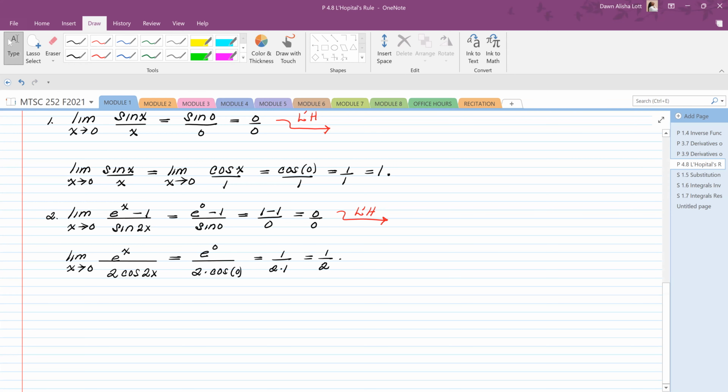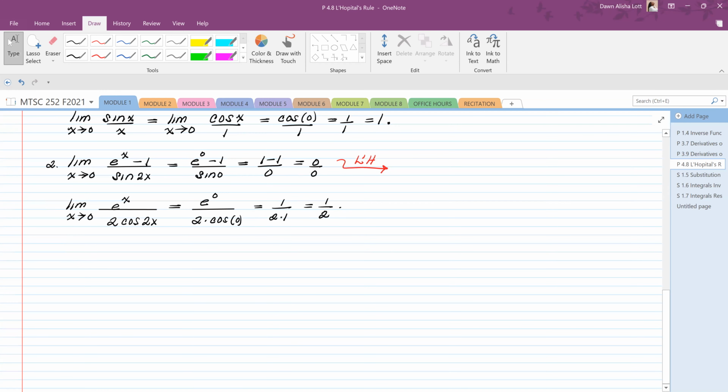Any questions? All right, I'm going to do one more, and then I'm going to give you one. This one is a little strange. This is the limit as x approaches 1. In the numerator, I have 1 minus x plus the natural log of x. And in the denominator, I have 1 plus the cosine of pi times x.